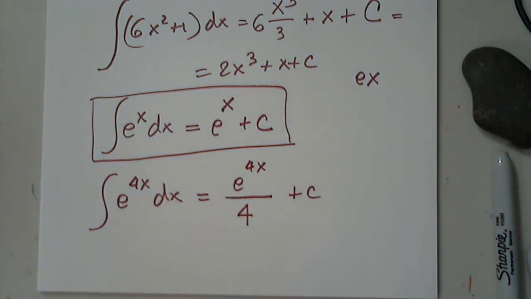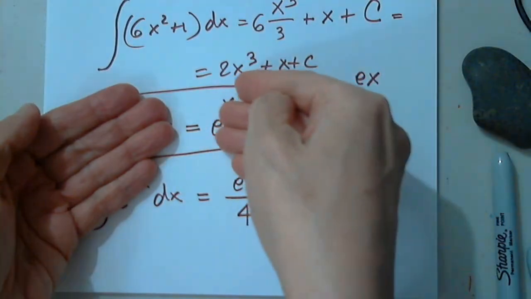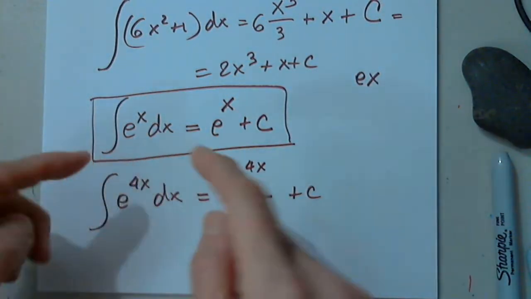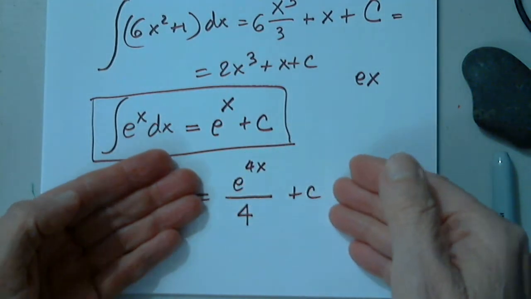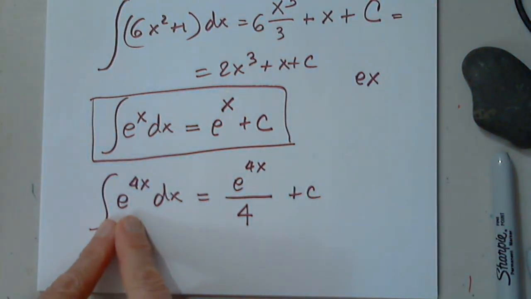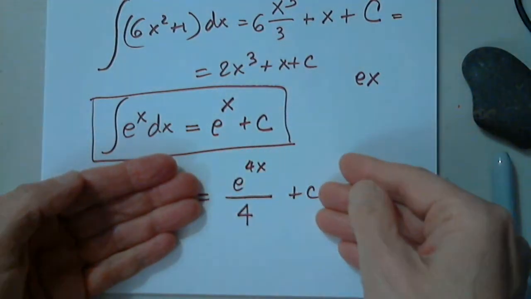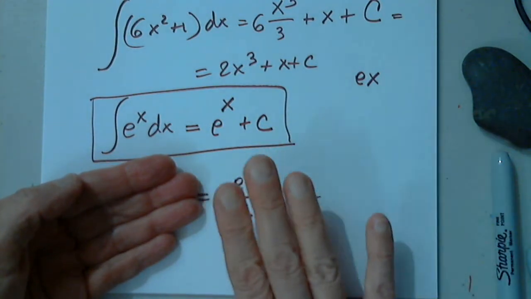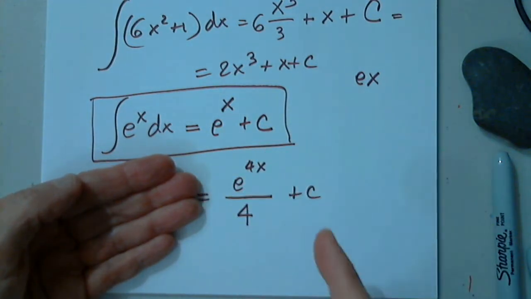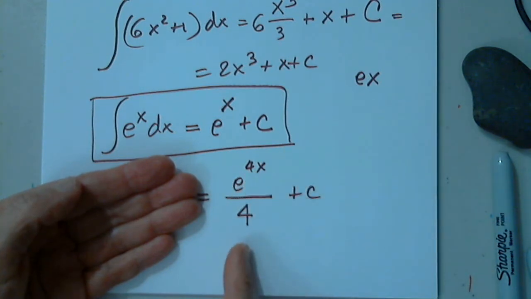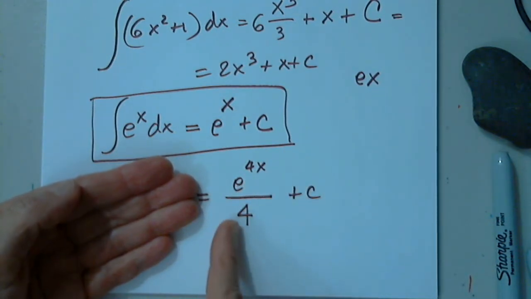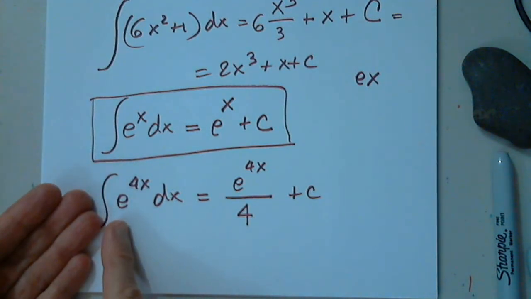Very easy to always check. Always check. If I differentiate this, I have to get this. If I differentiate this function, the most general antiderivative, I have to get e to the 4x. If I differentiate this and I do not get e to the 4x, this is incorrect. So if I differentiate this, I get e to the 4x times 4 over 4. I simplify the 4 and I get back e to the 4x.